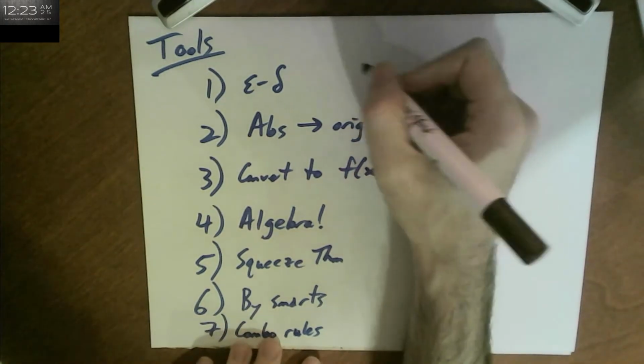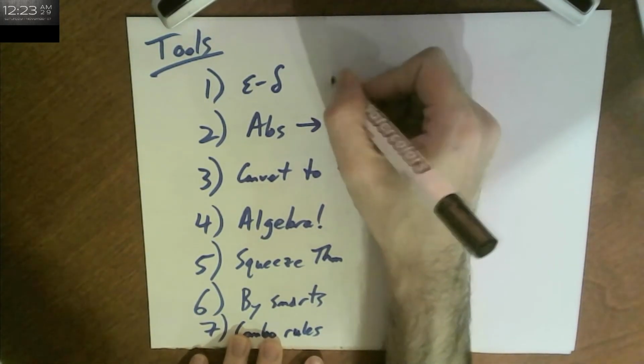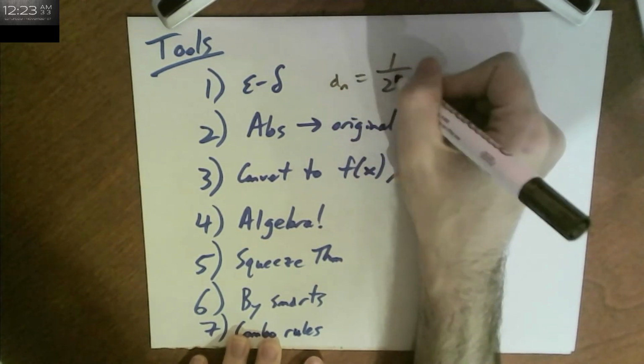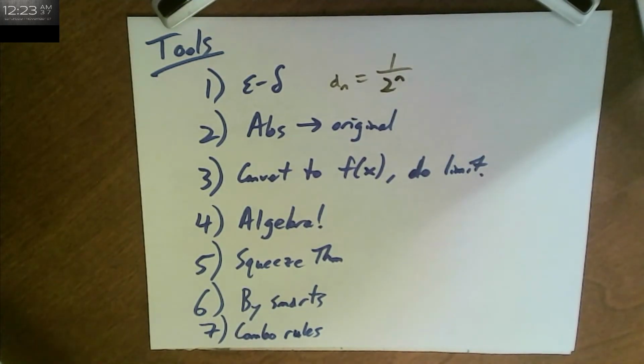Okay. For epsilon delta, one good example of when to use epsilon delta is for that a sub n is 1 over 2 to the n. We did it by converting to a continuous function and saying, oh yeah, that's something we know. But epsilon delta works very well with 1 over 2 to the n.